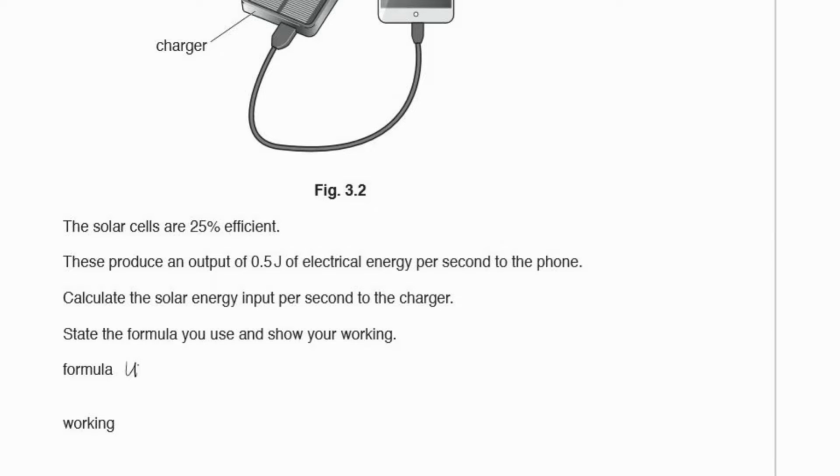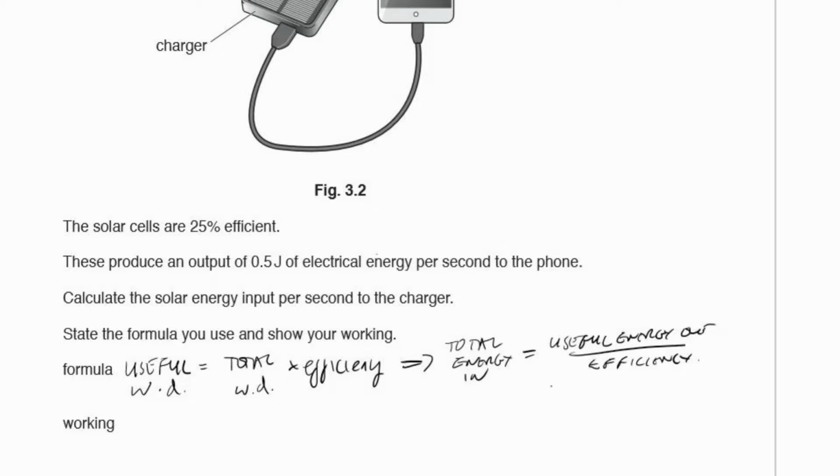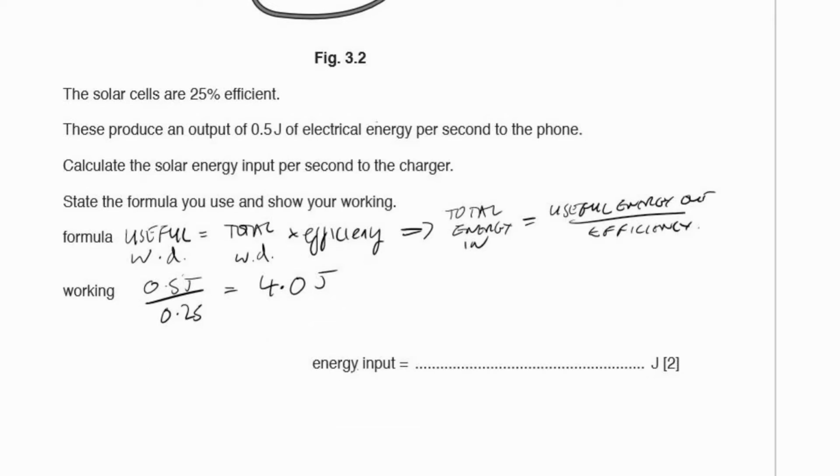So what we have, of course, is the useful work done is the efficiency multiplied by the total work done. And I can rearrange that to get the total work done, the total energy in, is going to be equal to the useful work done, or the useful energy out, divided by the efficiency. Alright, so now I can put that information in and work it out. That's 0.5 joules divided by 25% efficient, which is 0.25. Gives me a value of 4.0 joules. There we are.